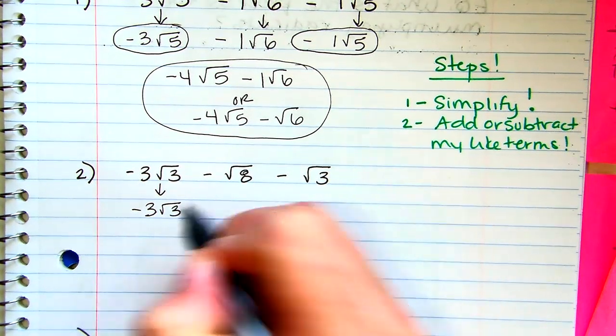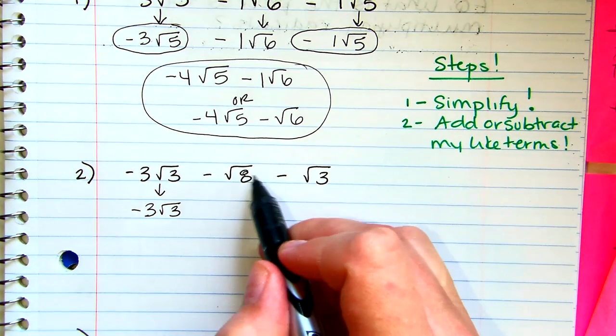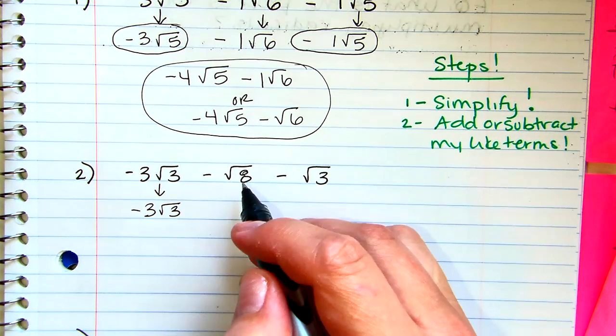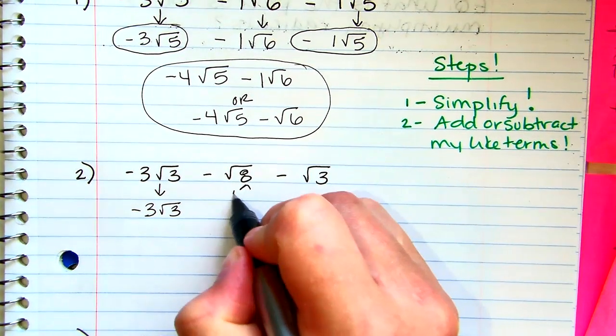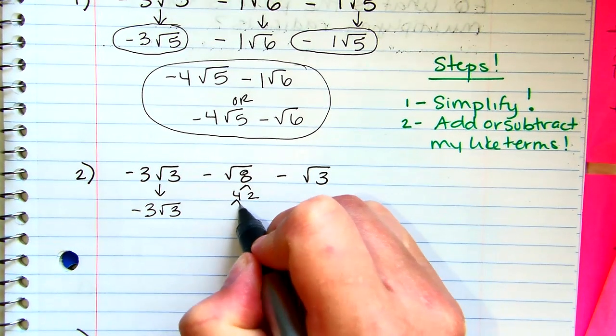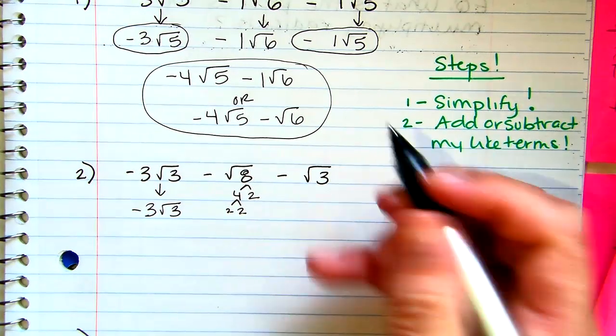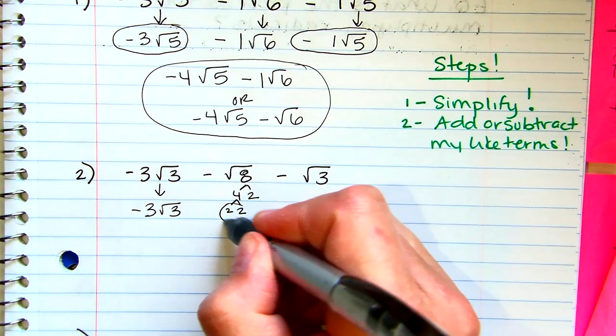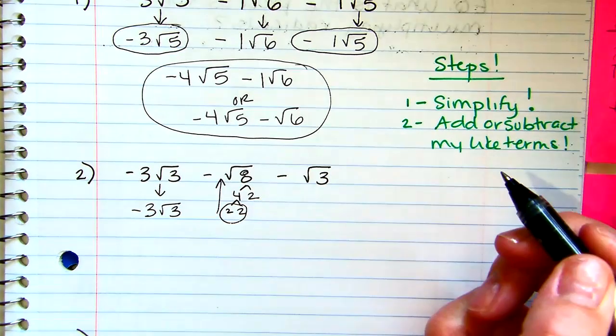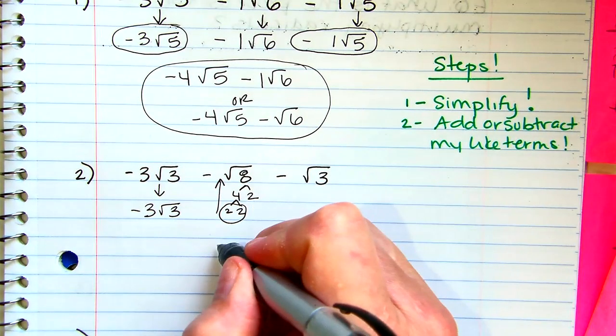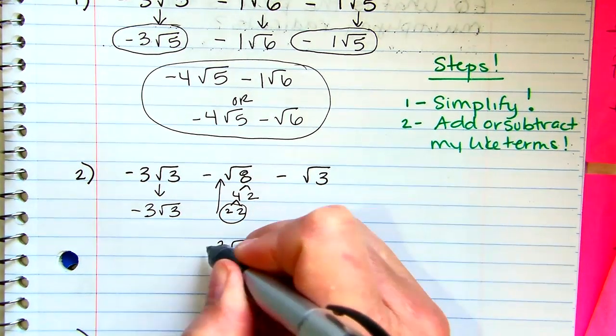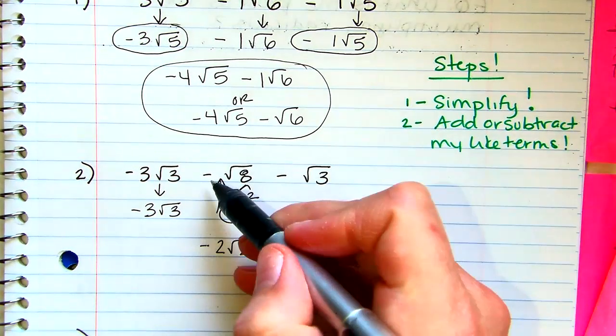Now I have negative root 8. 8 is not a prime number, so we can simplify it. We get 4 and 2. 4 can break down to 2 and 2. Now I have a pair of 2's here that I can move to the front, leaving me with a solo 2 behind. So I'm going to have 2 root 2, and that's going to be a minus because there was a minus sign already in front of it.